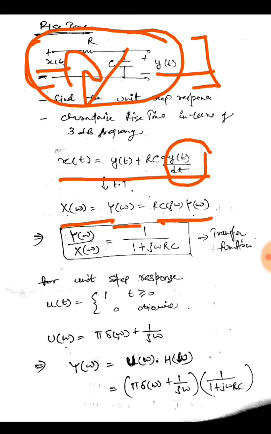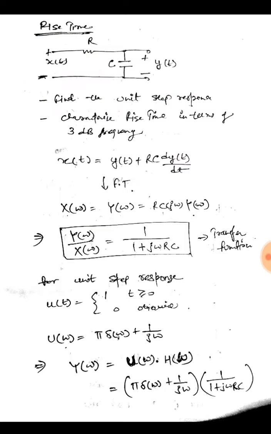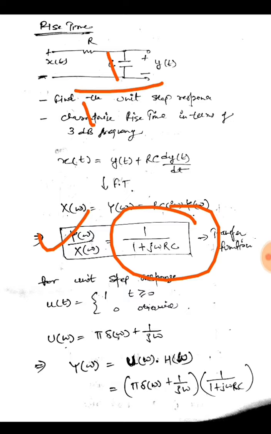So the transfer function can be written as Y(ω) upon X(ω) comes out to be 1 upon 1 plus jωRC. If it was the case of the Laplace transform, it would have come as 1 upon 1 plus s into RC.